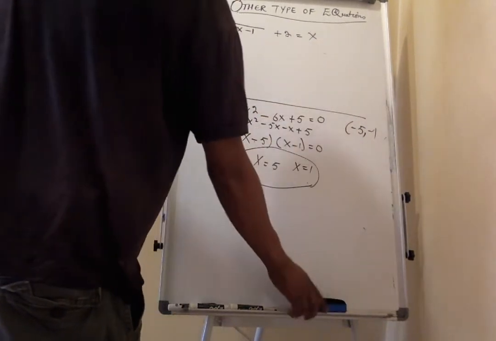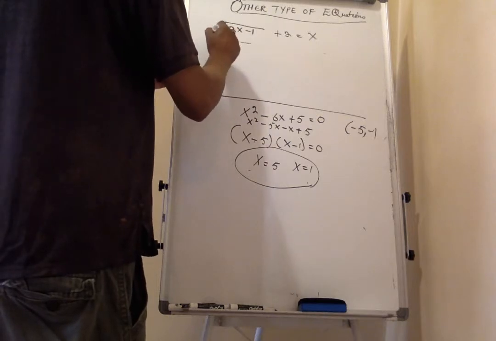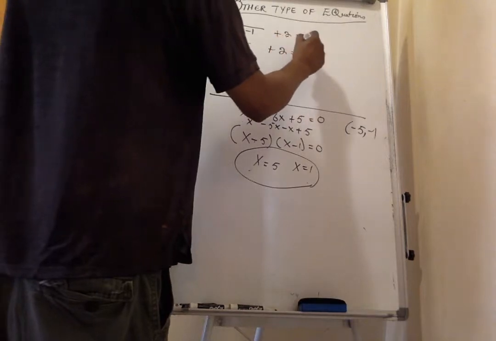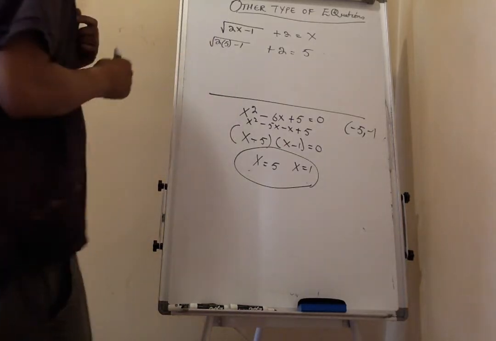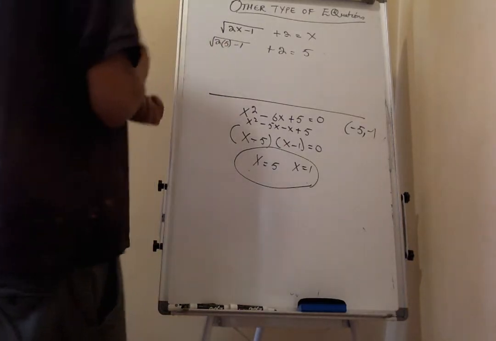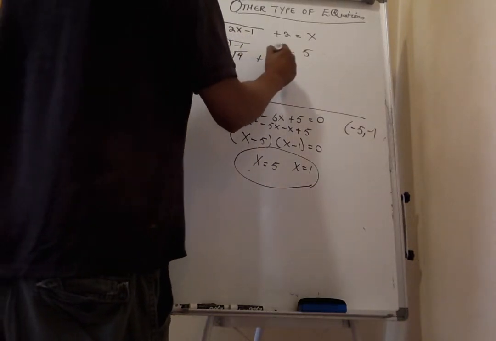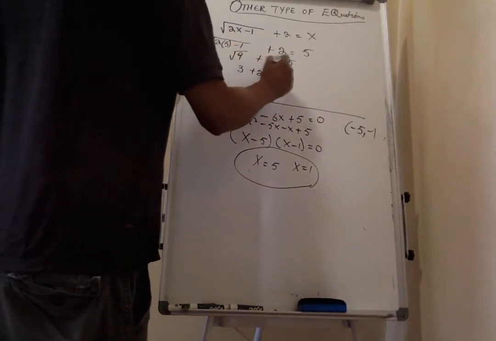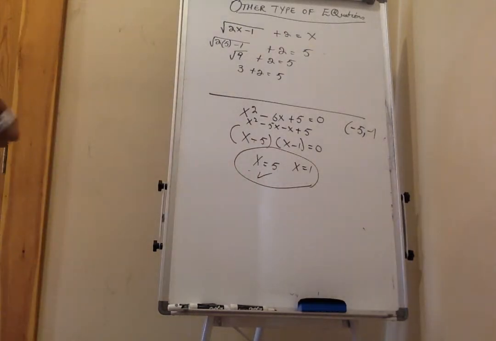So let's say x is equal to 5. So I have the square root of 2 times 5 minus 1, plus 2, has to equal 5. Otherwise, x is equal to 5 would not be my solution. 2 times 5 is 10. 10 minus 1 is 9. So this is the square root of 9 plus 2 is 5. The square root of 9 is 3. And 3 plus 2 is equal to 5. Indeed, x is equal to 5 is my solution.